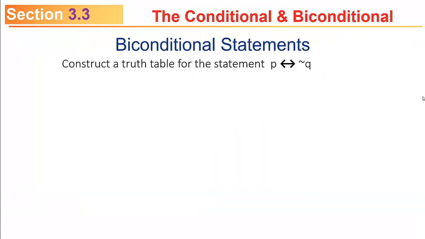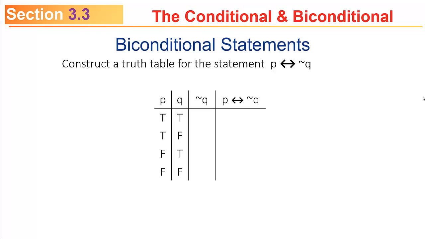An example: construct a truth table for the statement P if and only if not Q. And by the way, when you say biconditional, the double-headed arrow, you say "if and only if." So P if and only if not Q. I'll build my truth table, and as we've done before, add a preliminary column for that not Q that appears as a piece of the final statement.